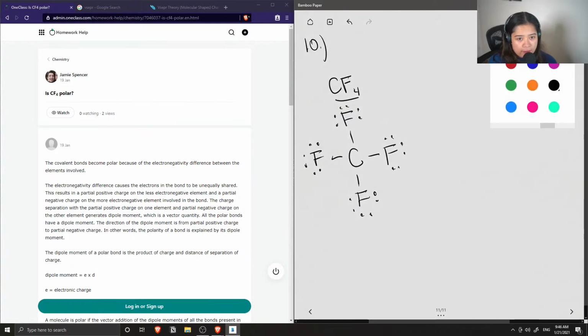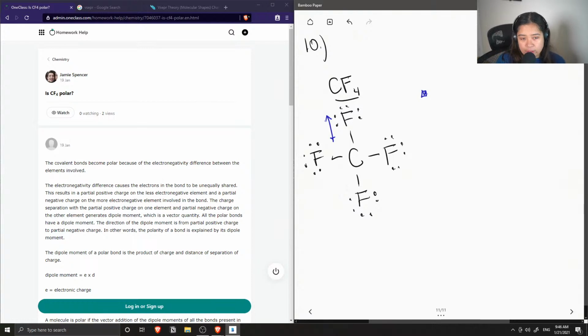And if we were to calculate the difference in electronegativity for carbon and fluorine, you'll notice that fluorine is much more electronegative than carbon. So because fluorine is more electronegative, the carbon-fluorine bond is polar.